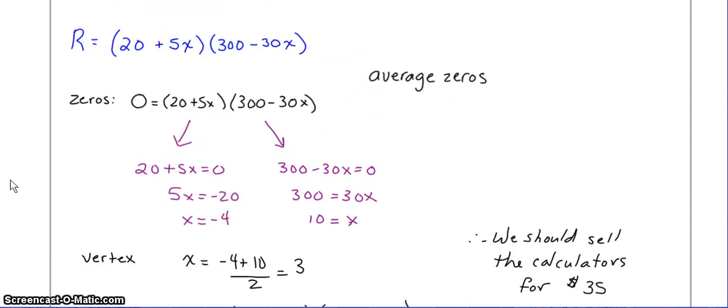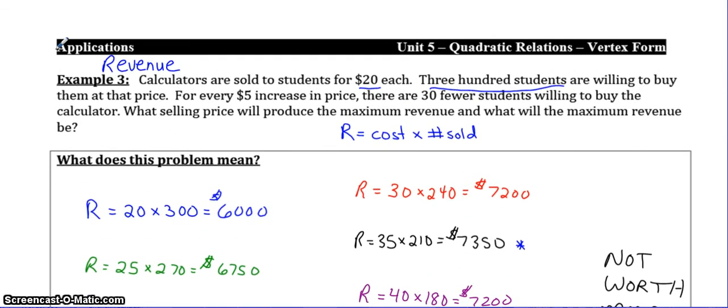So that concludes our lesson on modeling max and min problems. So those are the 3 types of problems that you'll be responsible for. So they were area problems, sum and difference problems, and revenue problems.